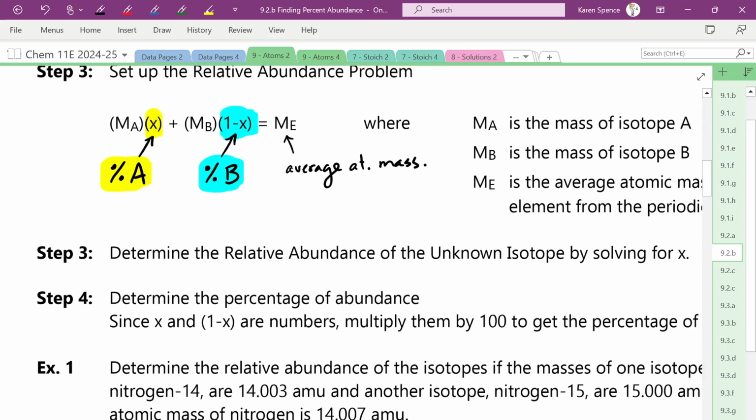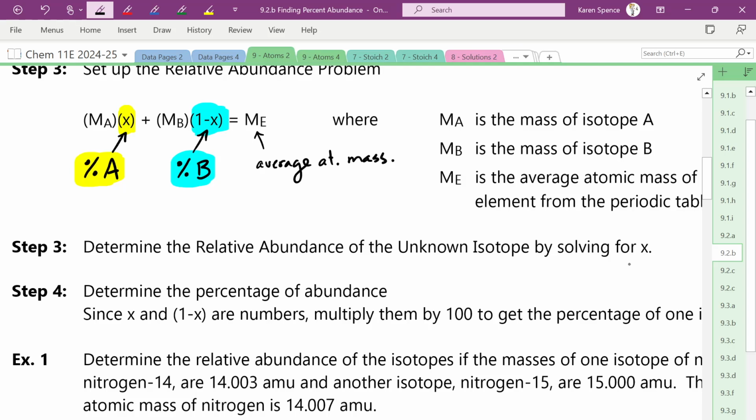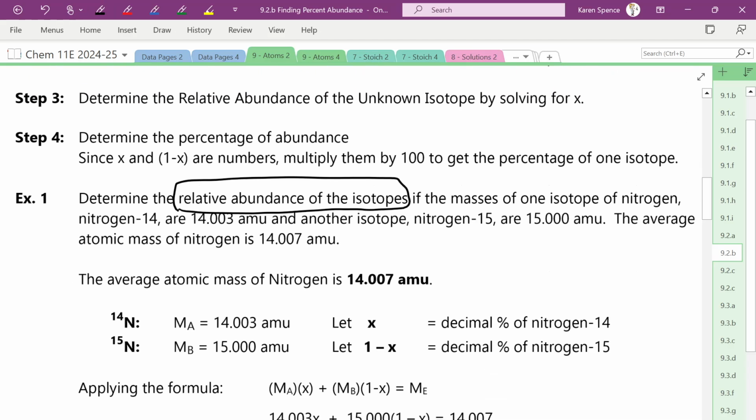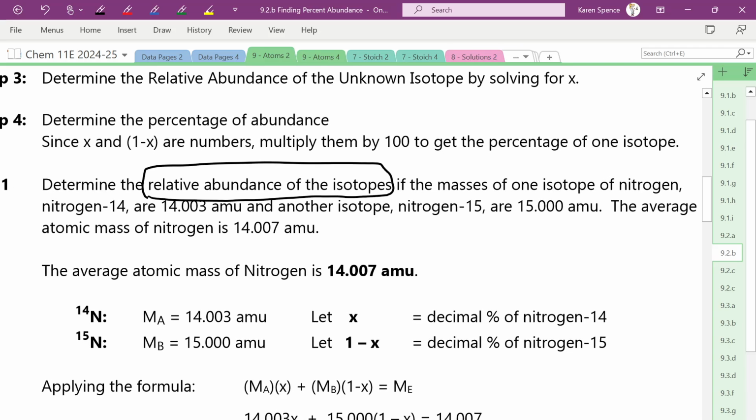Determine the relative abundance of the unknown isotope by solving for X. Determine the percent. Since they're decimal percents, you just multiply by 100 to get a percentage. So here we have an example. We want the relative abundance of the isotopes. We have nitrogen 14, which has a mass of 14.003 AMU.